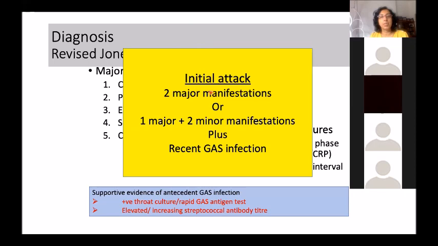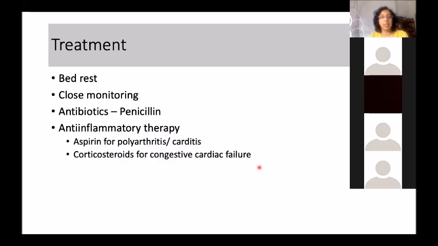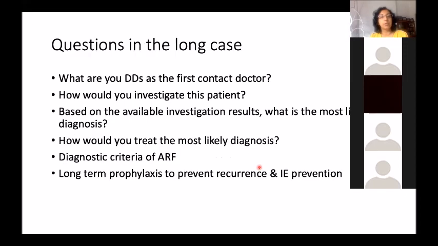Right? So if you consider our patient, she has 1 major manifestation, but the problem is there is odd joint involvement, which is not in favor of rheumatic, right? She has recent GAS infection. Okay, so that is why acute rheumatic fever is unlikely.